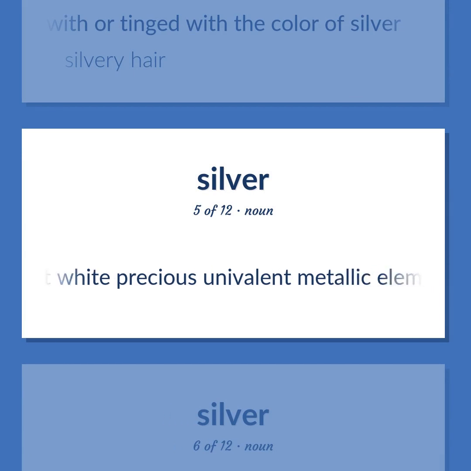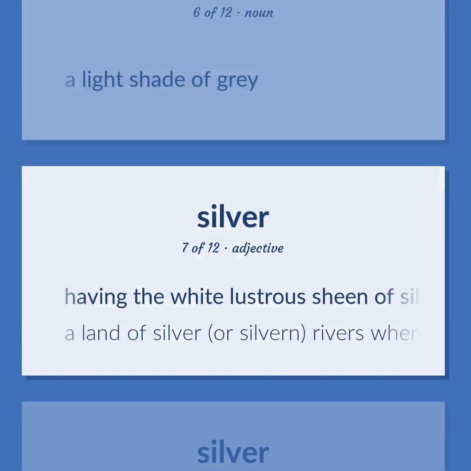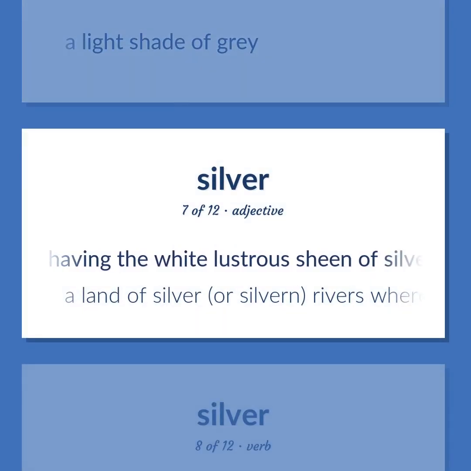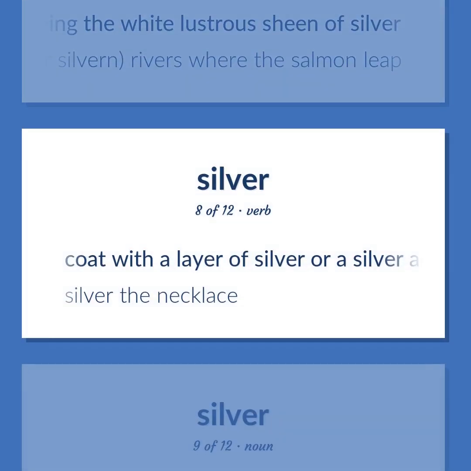A soft white precious univalent metallic element having the highest electrical and thermal conductivity of any metal. Occurs in argentite and in free form. Used in coins and jewelry and tableware and photography. A light shade of gray. Having the white lustrous sheen of silver. A land of silver, or silvern, rivers where the salmon leap. Coat with a layer of silver or a silver amalgam. Silver the necklace.